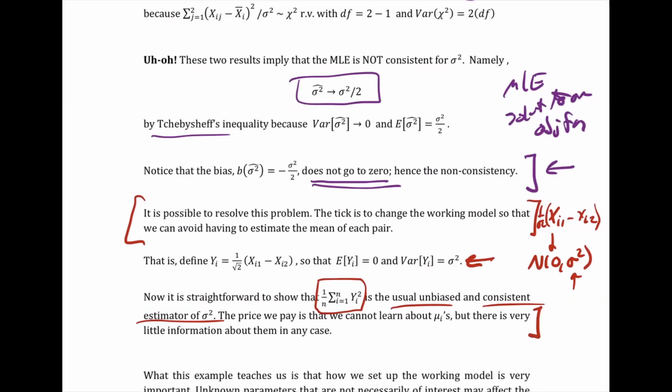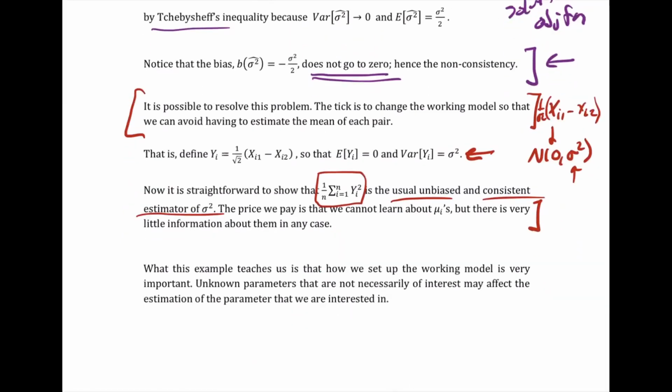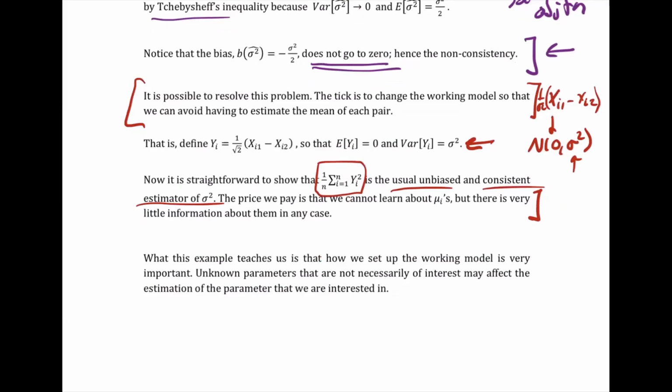The price here that we pay is we can't learn about all the means. And we can't learn about the means because there's very little information. There's only 2 observations for each mean. So if we don't try to learn about them, we can learn about the variance. So what this example teaches us is that how we set up the working model is very, very important. You want to set up the working model in a way that you can estimate the parameters.